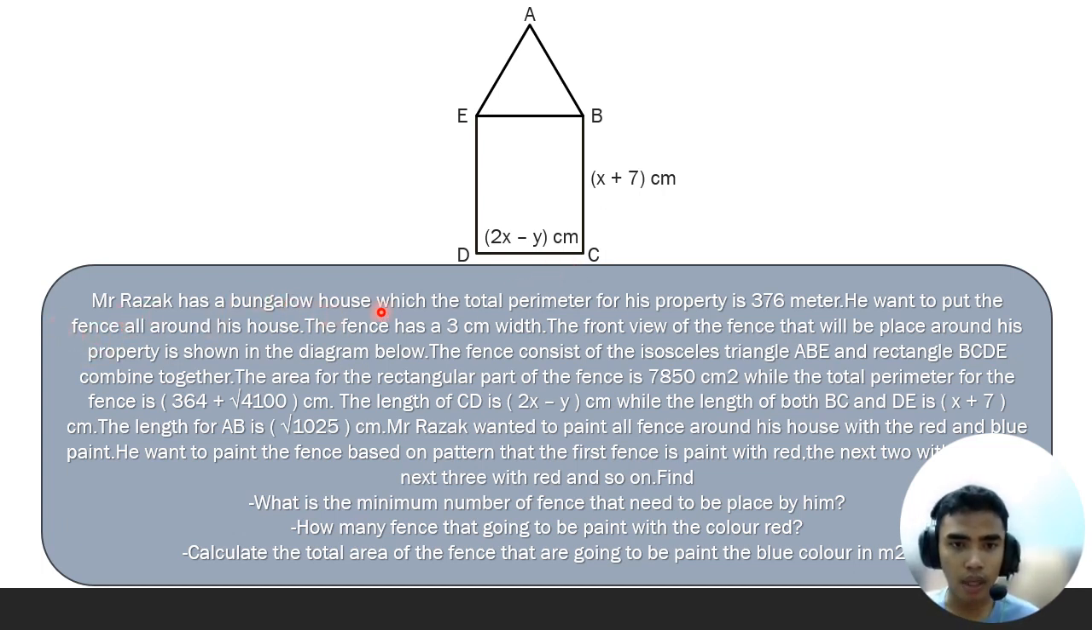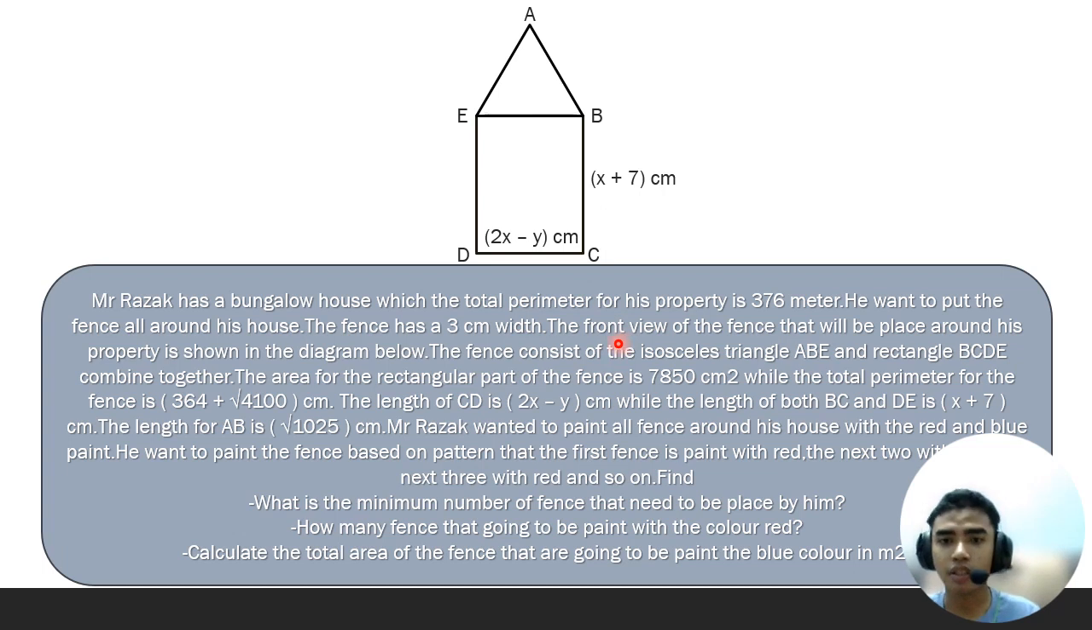Mr. Raza has a bungalow house, and the total perimeter of all the area of his land is 376 meters, which means all the perimeter lines of the land come to 376 meters. He wants to put a fence all around his house, so all of the land is covered with a fence, on the outside, on the line. The fence has a 3 centimeter width, so the thickness of the fence is only 3 centimeters, which is a very normal size for a fence.